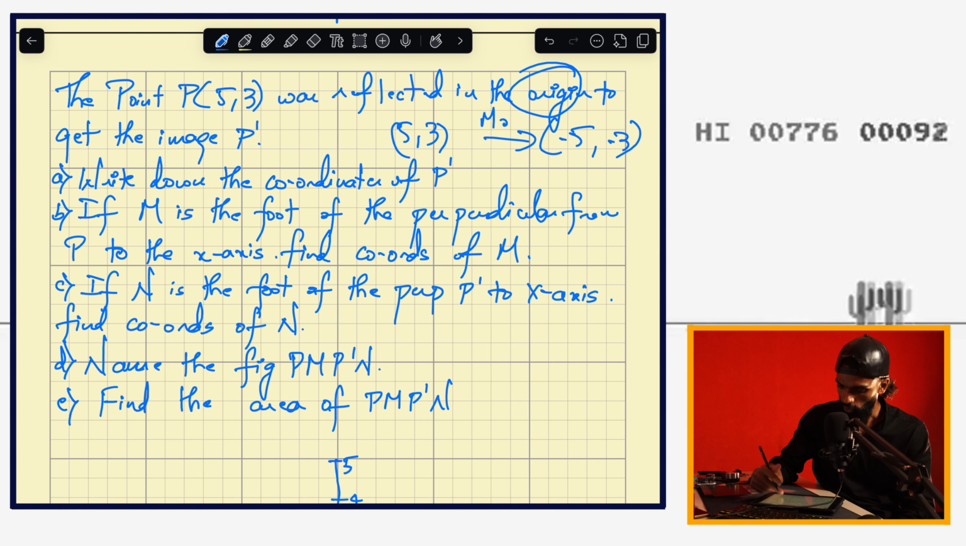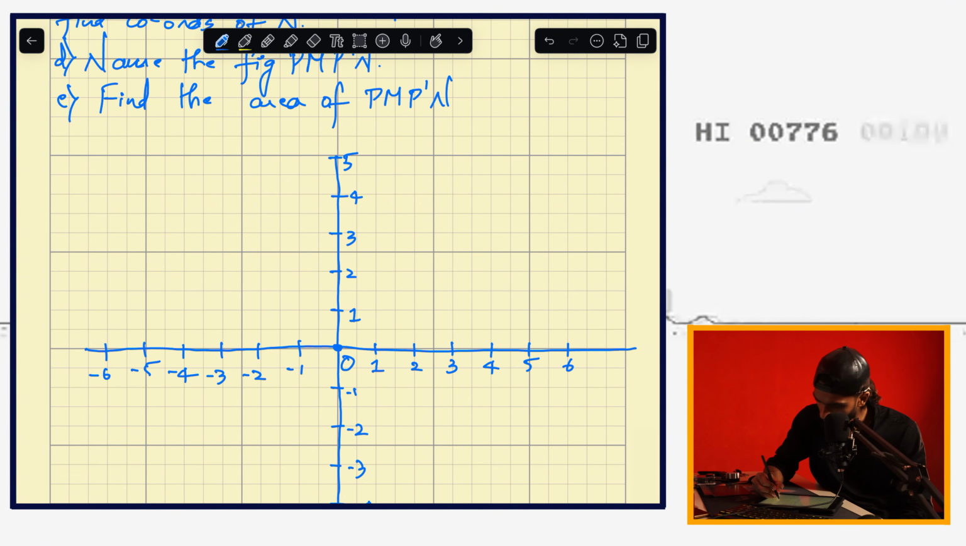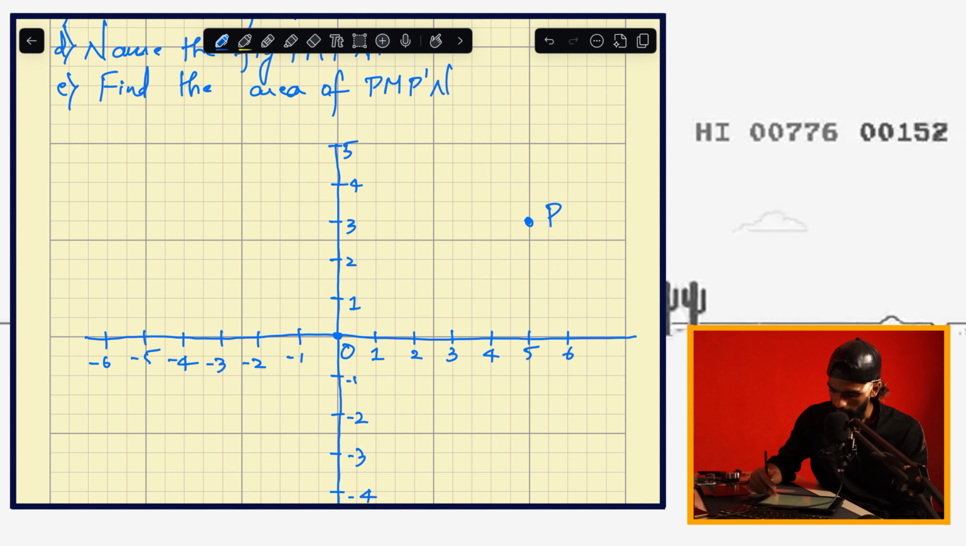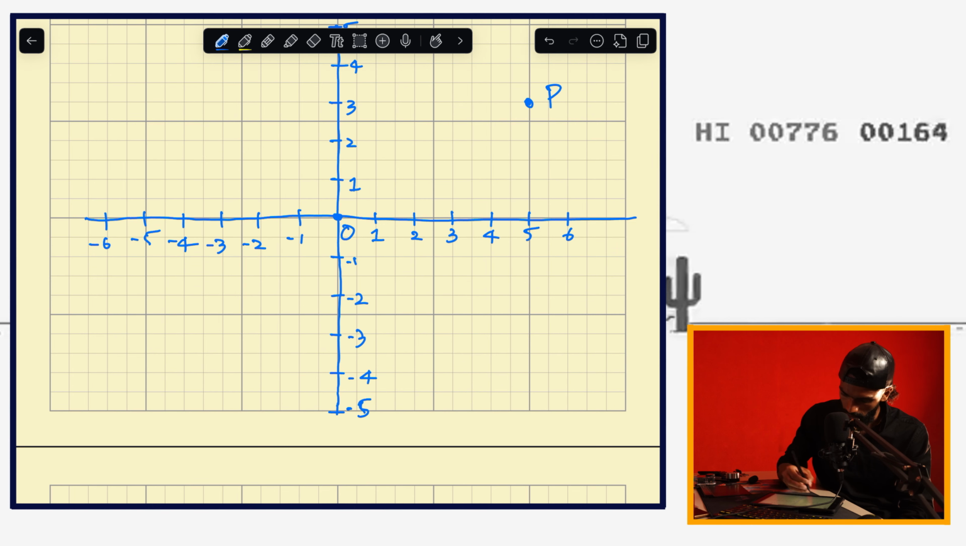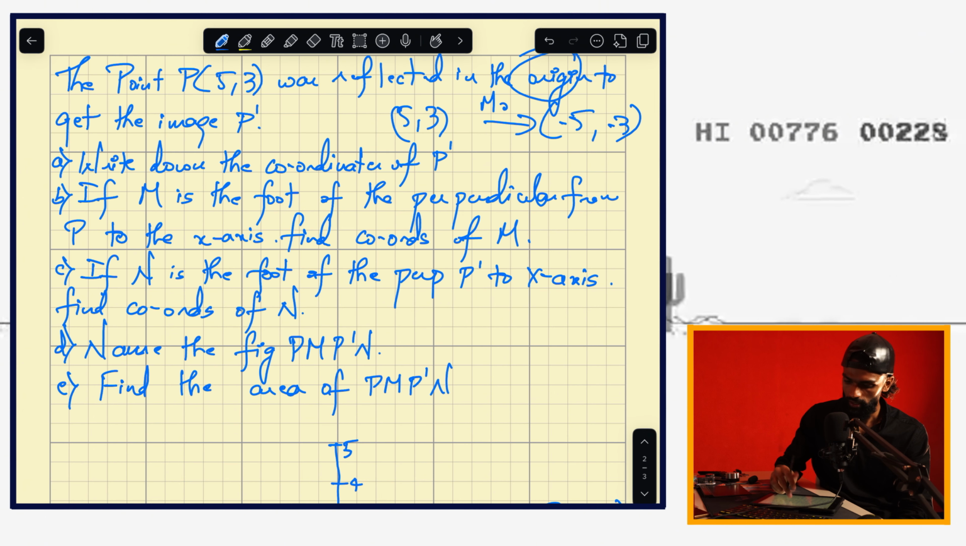Done. Now, first of all, I'll go back to my graph. I'll plot 5, 3. 5 on the x-axis, 3 on the y-axis. It's somewhere here, 5, 3. Now, minus 5, minus 3. Okay, this is point P. Minus 5, minus 3 will be somewhere here. Done. I'll mark this as P dash. Done with the origin. Minus 5, minus 3. This is 5, 3. First sub-question I answered. Look at this. Write down the coordinates of P dash, minus 5, minus 3.